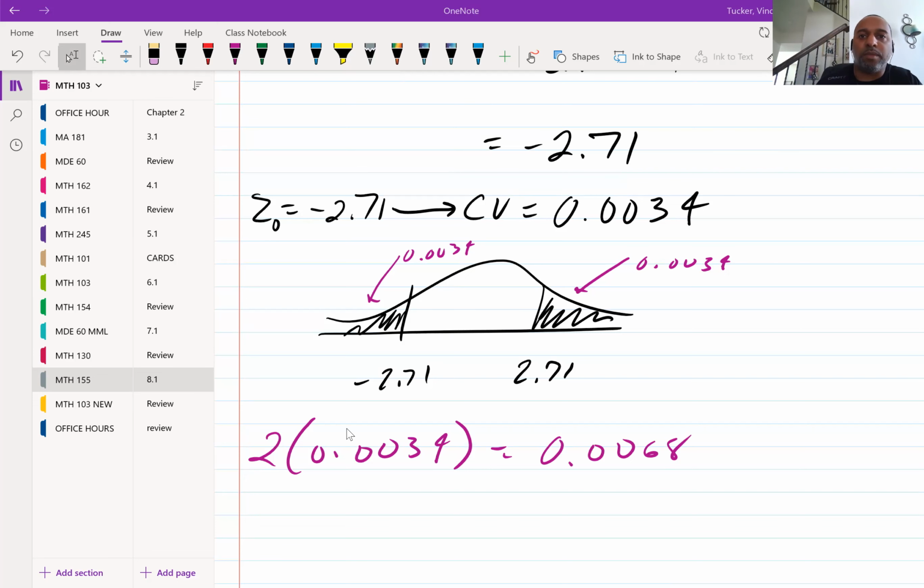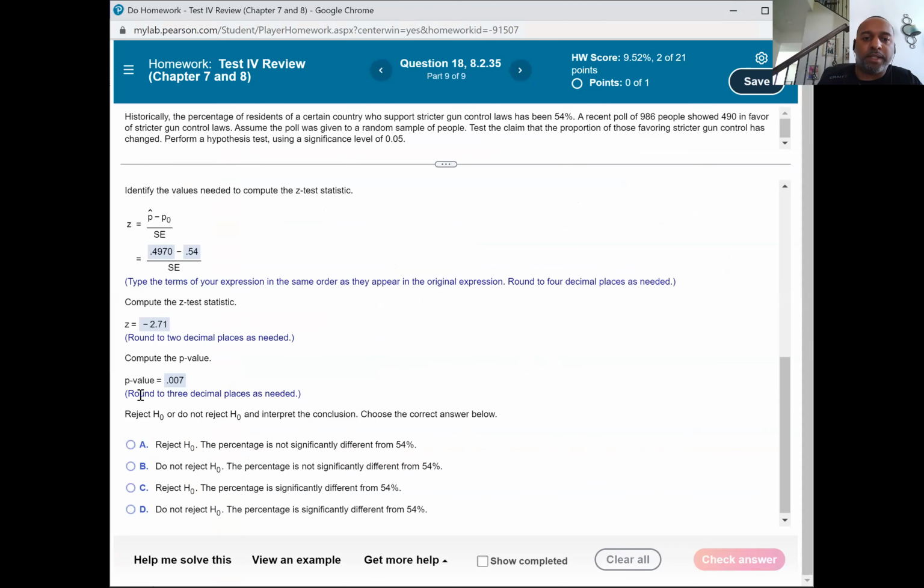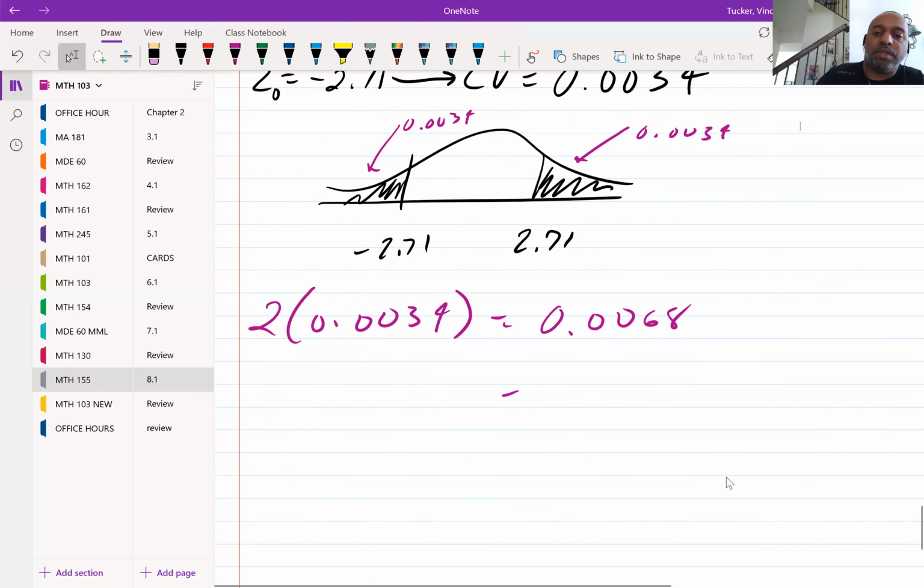All right, so let me show you this as well. Once again, pay attention to the directions: round to 3 decimal places. So you do have to watch it. Sometimes they ask for 4, sometimes they ask for 3. And z-score is always 2. So you have to be careful. All right, so that means they wanted 0.007. All right, so before we do our comparison to our alpha, questions?